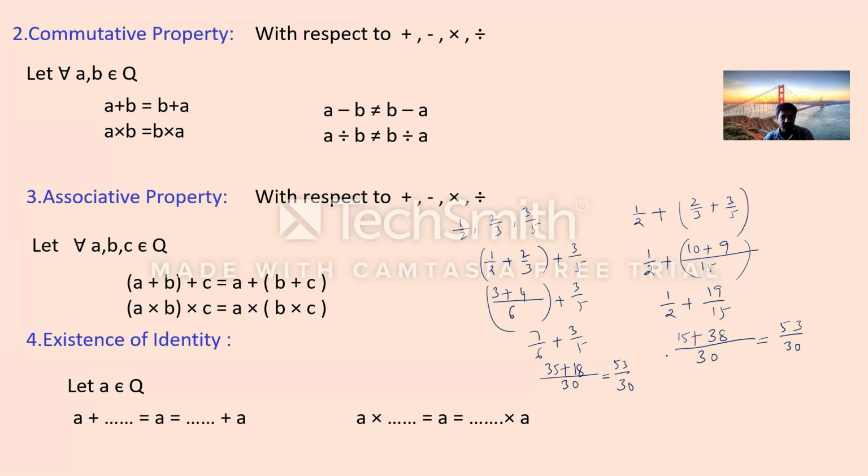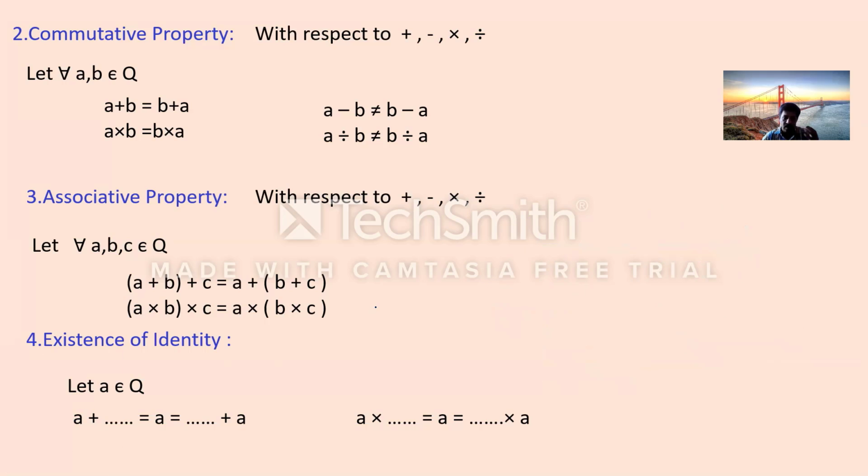That is why we can conclude that rational numbers satisfy associative property with respect to addition. In the same way, you can do in multiplication also. There also you can get LHS and RHS parts, both are same. Whereas in subtraction and division, associative property won't be satisfied.